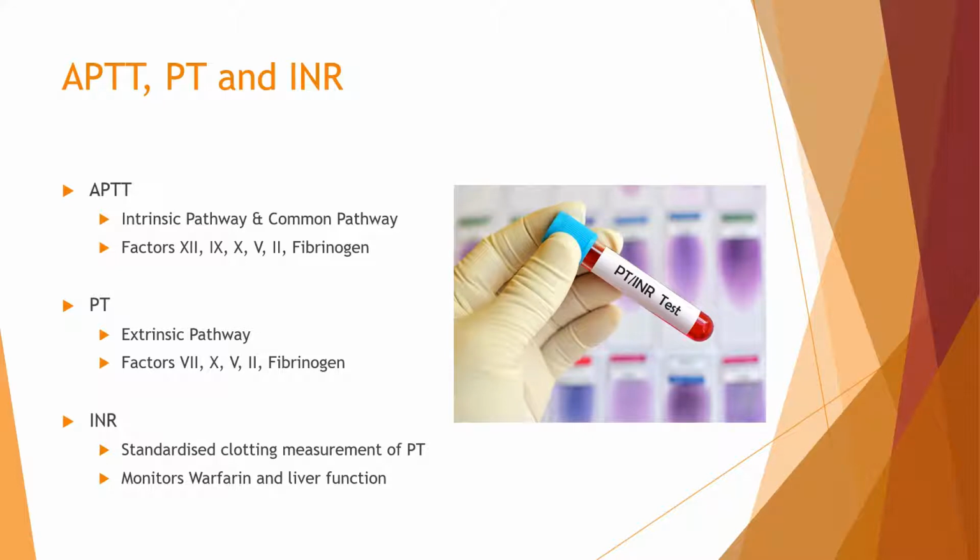Another commonly seen test clinically is the International Normalized Ratio, or INR. This is a standardized clotting measurement derived from prothrombin time that we use to monitor warfarin and also the synthetic function of the liver to assess exactly how anticoagulated someone is. So in the most simple terms, the higher the INR, the thinner the blood is.